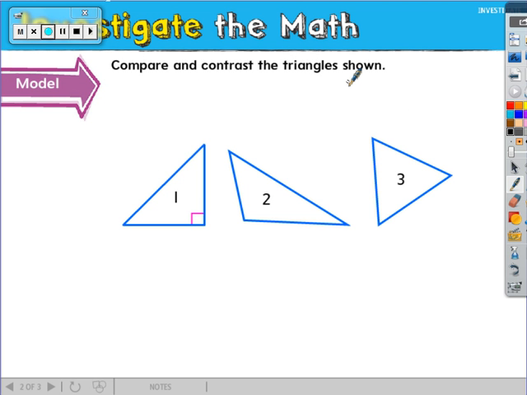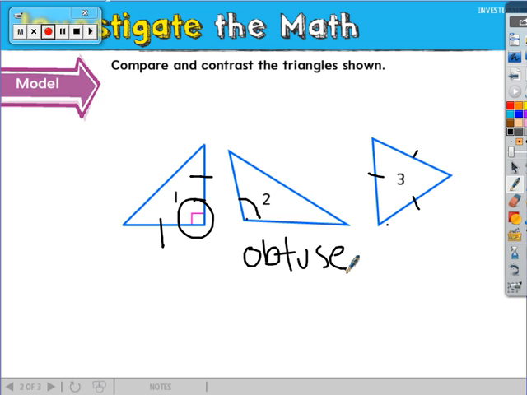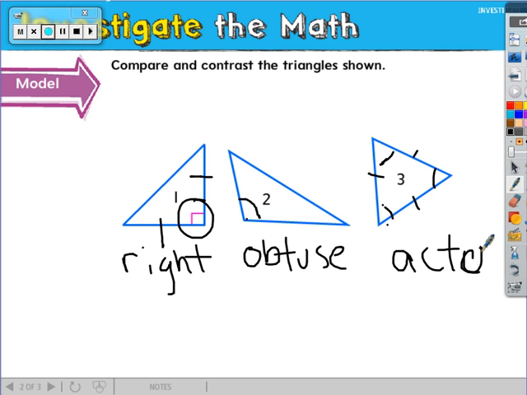So, compare and contrast the triangles shown. So this triangle has a 90 degree angle. Do either of these have 90 degree angles? No. These two sides are equal. Do either of these have two sides equal? Yes. Well, 3 has all 3 sides equal. This angle, is it bigger or smaller than 90 degrees? Bigger. So this is obtuse, right? Now, this is right. Does number 3 have any angles that are bigger than 90? No, so that's acute. Okay? Oh, I misspelled it. That's awesome.